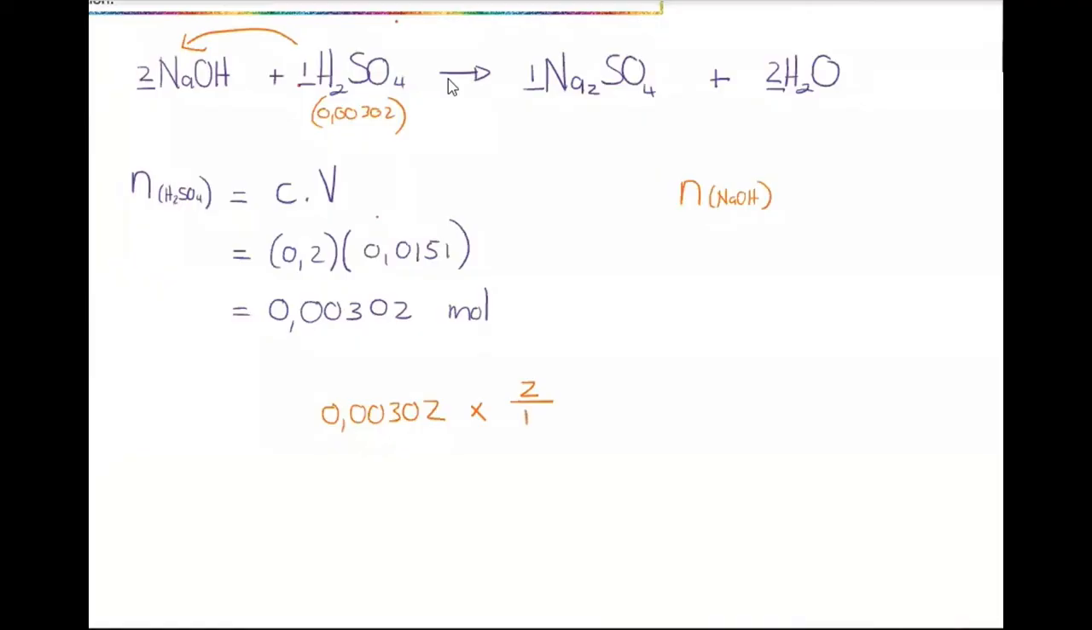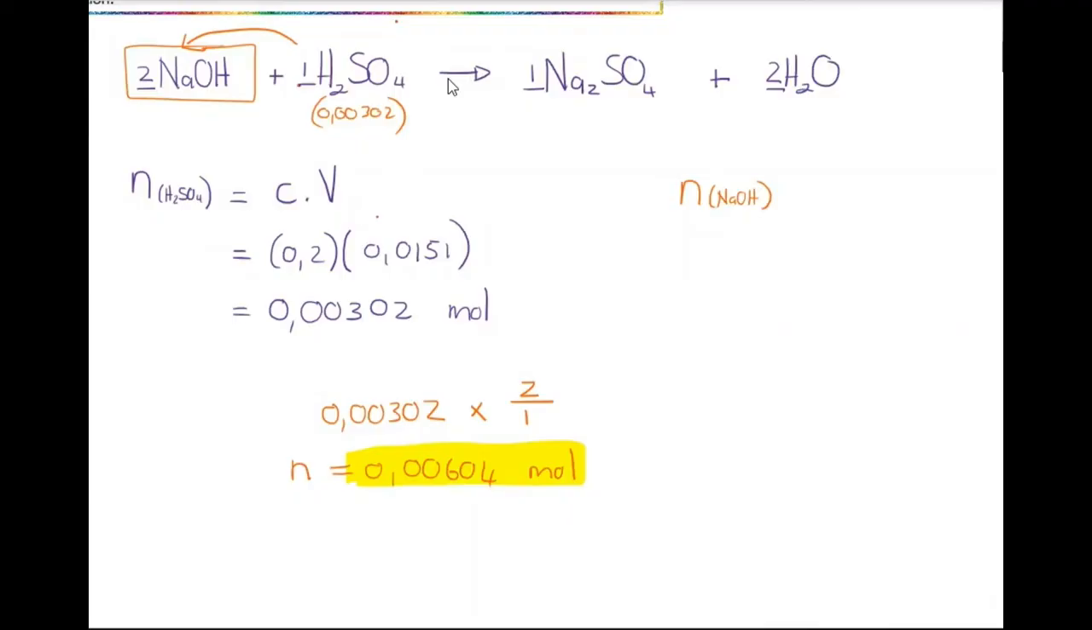You use the coefficient of where you are going as your numerator, the unknown, over where I am coming from, the known. Another way of thinking about it is what I want. We want this mole value over what I have. We have that mole value. So either what I want over what I have, where I am going to over where I'm coming from, or unknown over known, like normal science students would say. All right, so that gives us 0.00604 mole.